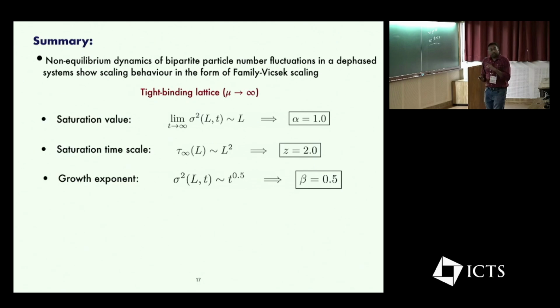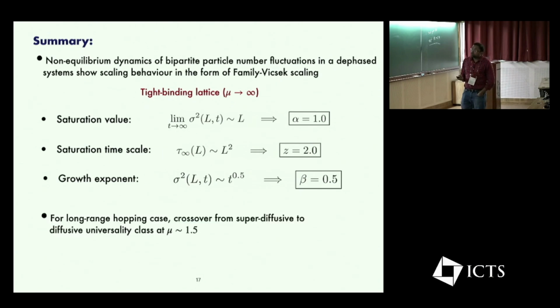For tight binding lattice, we also get all these exponents analytically. So if you're interested, please look at the archive version. And for long range case, you see a crossover from super diffusive to diffusive. So that's it. Thank you.